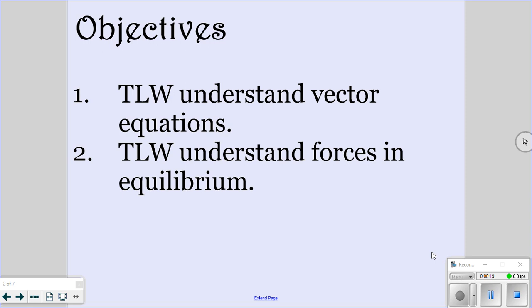Best real life application I can think of real quick is dealing with tug of war. If the middle flag doesn't move, that means that the two teams are pulling at the same amount. And so that would be an example of forces in equilibrium, where that middle flag isn't moving because both of the teams are pulling the same force, which is rarely happening for very long.